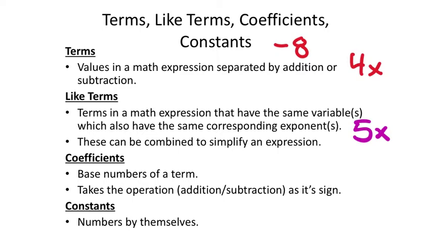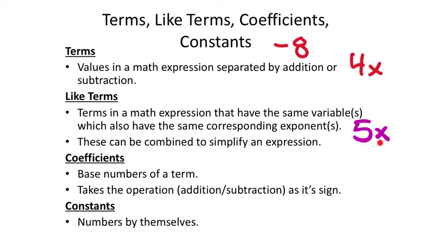So be aware of that because I believe we're going to see some of that today when we're combining like terms, whether it's on the assignment or on the classwork. Now, a coefficient is just a number that's being multiplied by the letter. It's the base number of a term. It does take the operation to its left as its sign, whether it's addition or subtraction. I didn't mention this before, but terms do the same thing. So a coefficient is a number being multiplied by a letter or a variable.